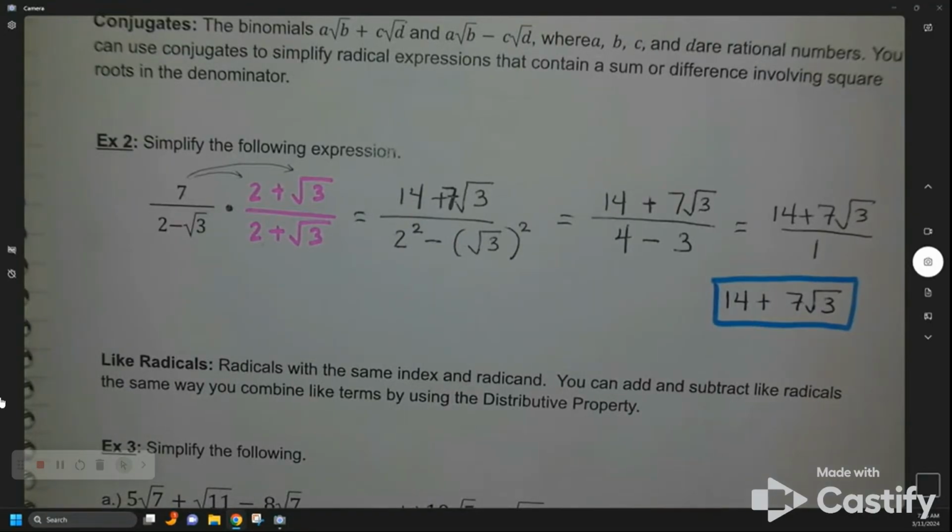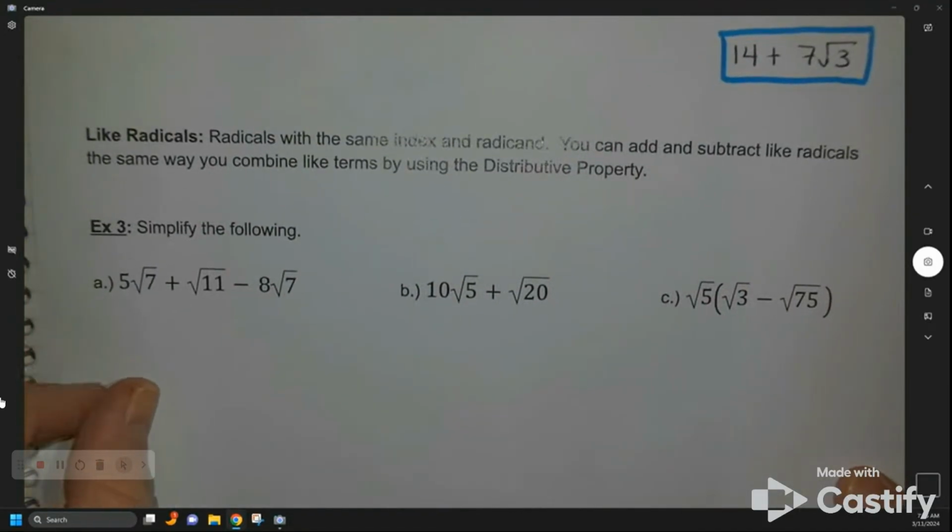All right, continuing on with solving using like radicals. Like radicals are radicals with the same index and radicand. You can add and subtract like radicals in the same way you combine like terms by using the distributive property. So let's take a look at this example, because I think that's going to be the easiest way for us to understand what we're doing here.